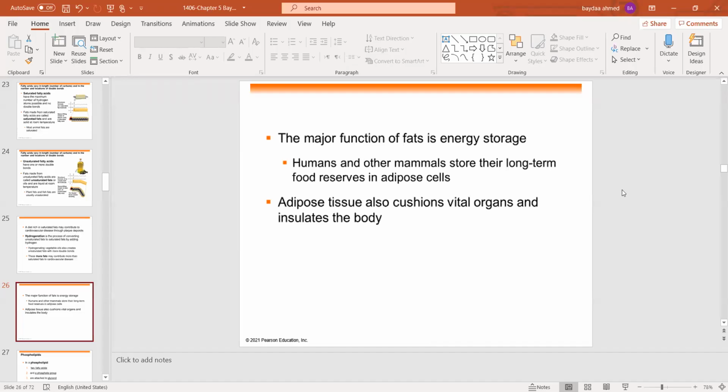In addition to storing energy, adipose tissue also cushions such vital organs as the kidneys, and a layer of fat beneath the skin insulates the body. This subcutaneous layer is especially thick in whales, seals, and most other marine mammals, insulating their bodies in cold ocean water.